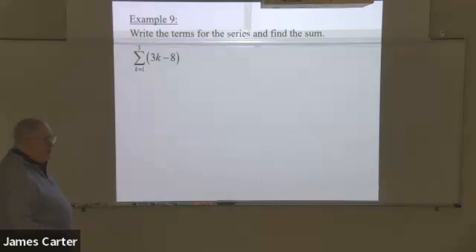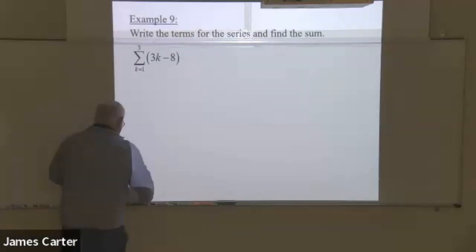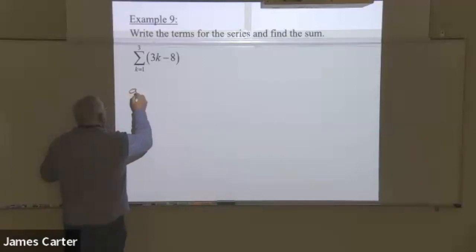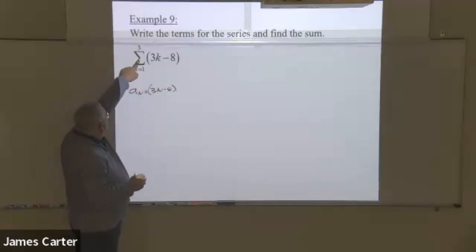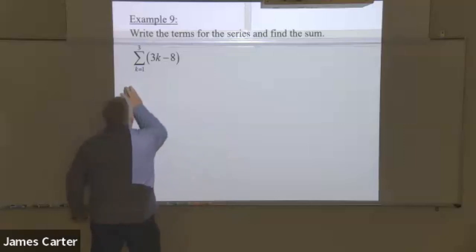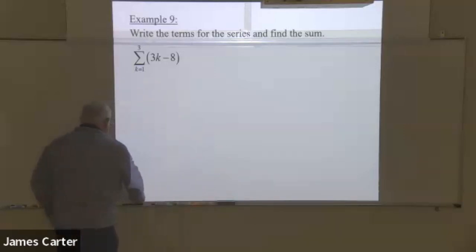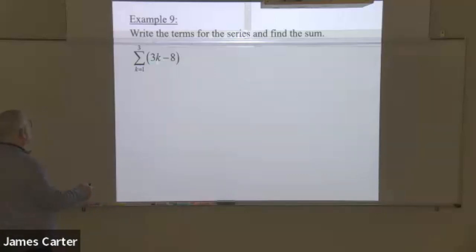Okay, here's an example. Here's my rule. Basically, we're saying a sub n equals 3n minus 8. This is an equivalent thing to this, except now we're going to put in the fact that we're going to go from n equals 1 to n equals 3. So that's how this relates to what we've been doing. This is the rule, and this tells what terms we want to add.